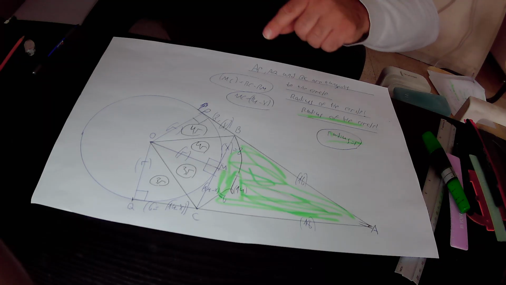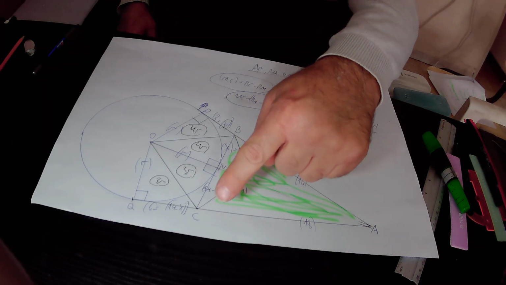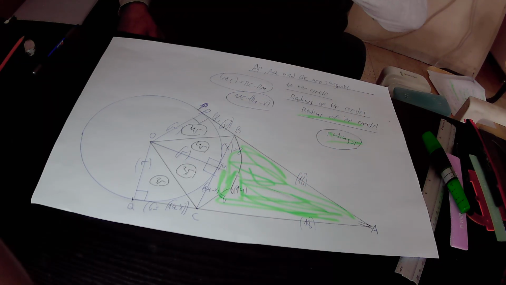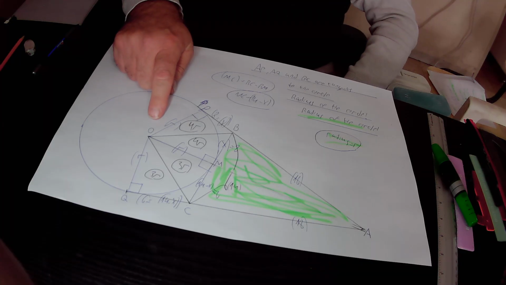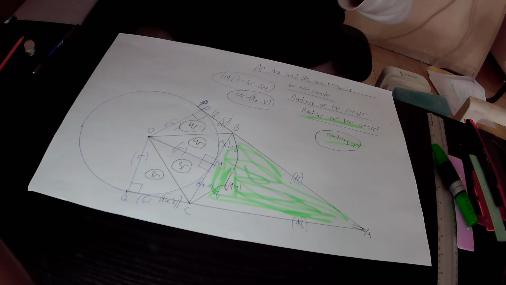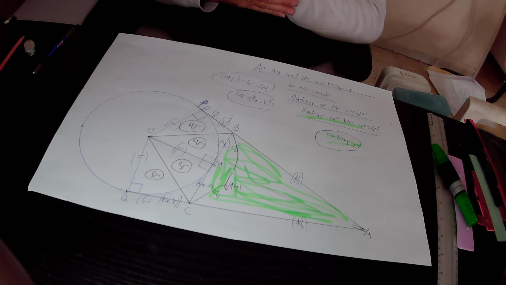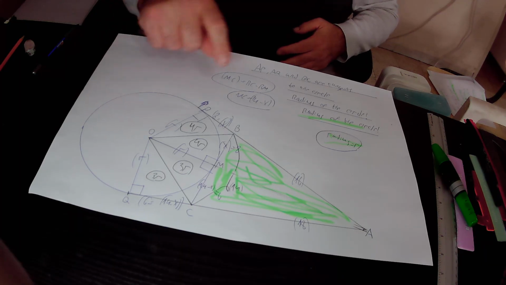So as I mentioned, we define the point of tangency of tangent BC with this circle. This point is point M. We define the center of this circle, this point is point O. We define the radius of this circle, that is the radius that we're looking for in this equation, as R. Radius is R.